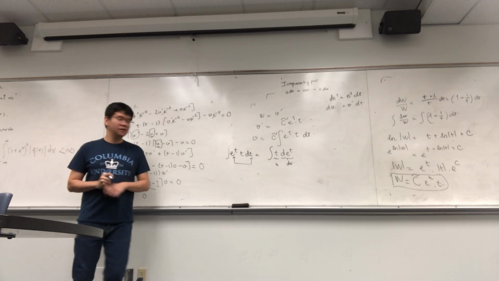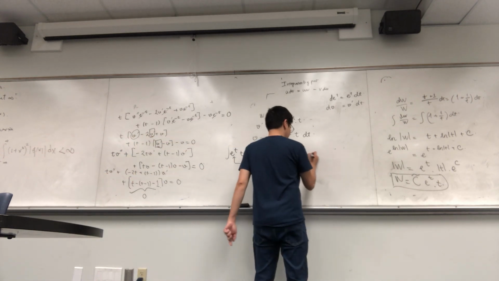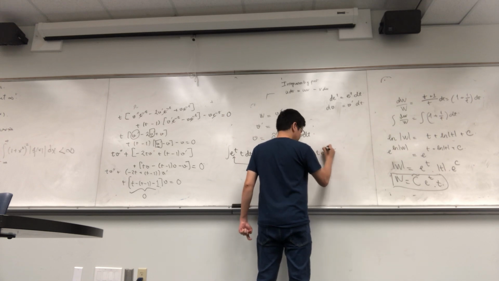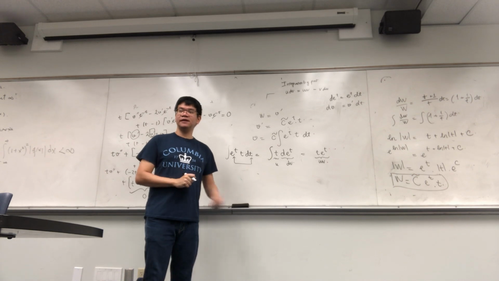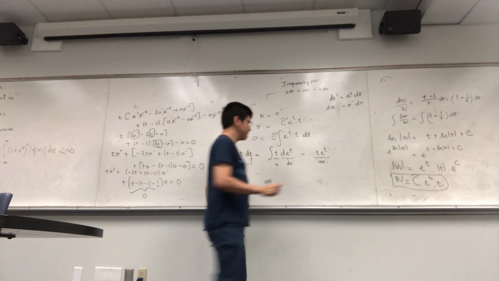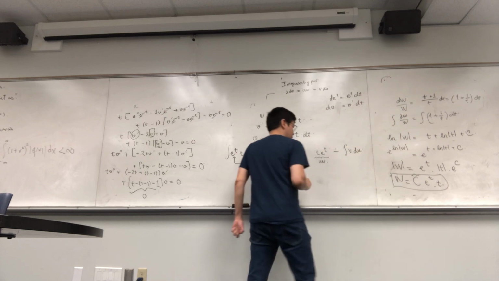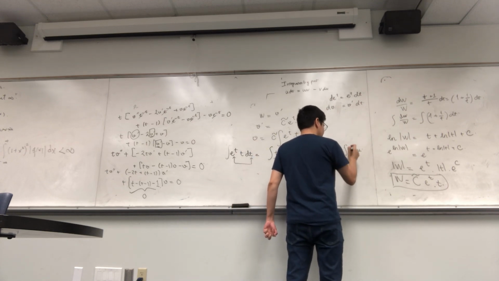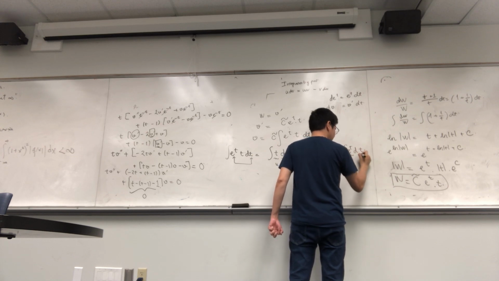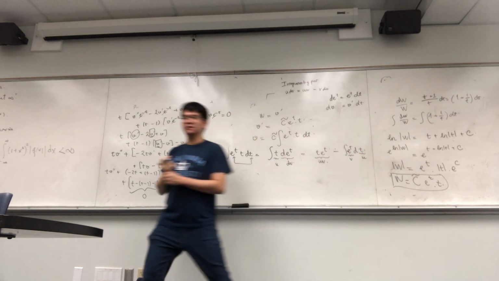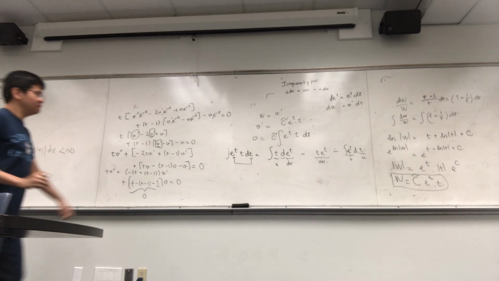All right. So I integrate this, I'm gonna get uv, which is t e^t. This is uv, and then minus v du, which is e^t dt. This is v, this is u. All right? Here I use integration by parts.